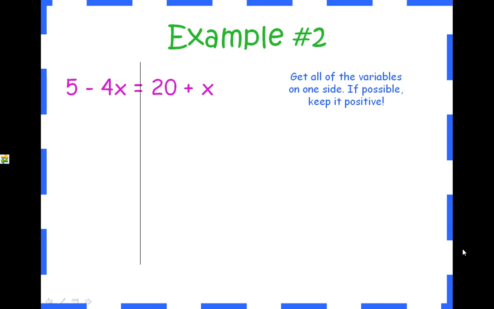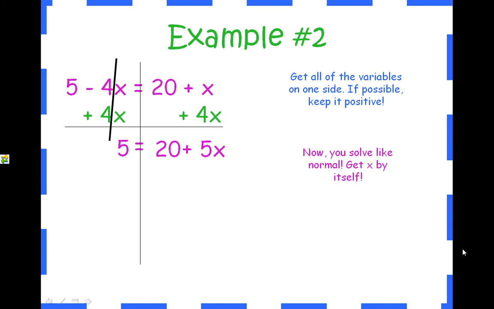Example number 2. Once again, we want to get all the variables onto one side. And if possible, we're going to keep it positive. So I'm going to look here, which one can I move to keep it positive? And that's going to be the minus 4x, because if we have minus 4x, to get rid of it, we're going to add 4x. Add 4x to the side that it's on to take it away. What you do to one side, you do to the other. 4x's opposites are going to cancel out, leaving us with 5 equals, bring down your 20, and then plus x plus 4x. Remember that's a 1x, plus 4x is going to give us 5x.